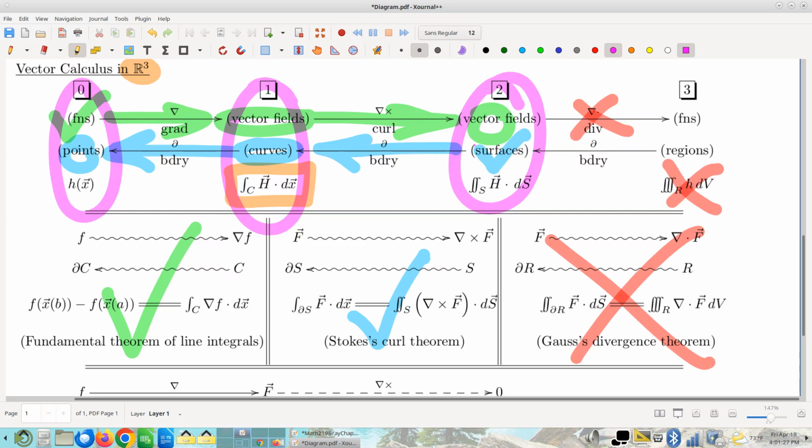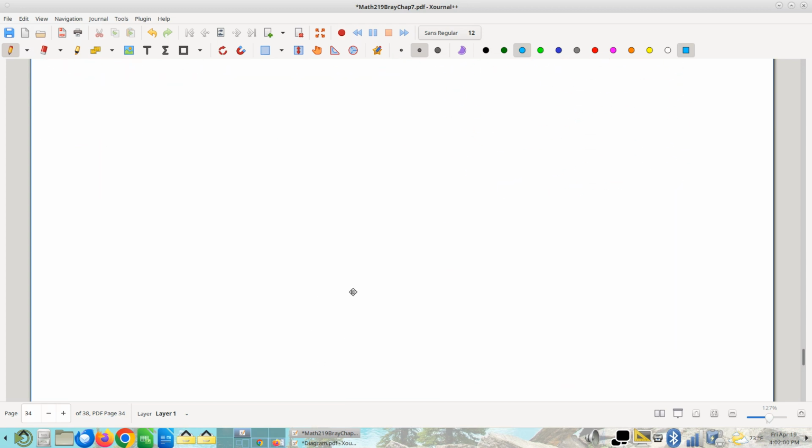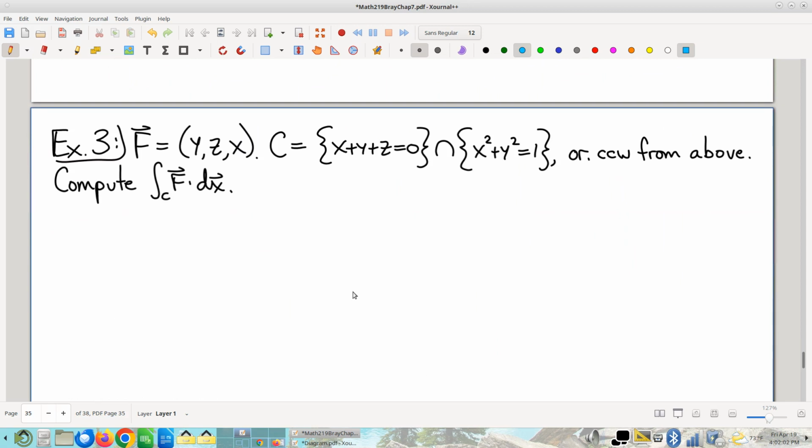Now, to be fair, yes, you could plug and chug with the original, but that's going to be a brutal calculation, right? You can see that in the statement of the question. This nasty vector field, where that is your x and that's your y and that's your z. Oh my God. I want nothing to do with that. Okay. How are we doing? All right. Okay. Next example.